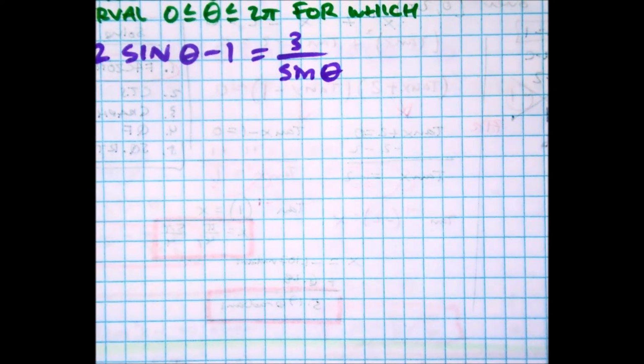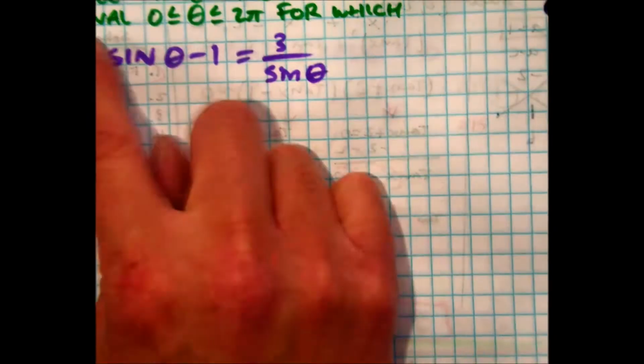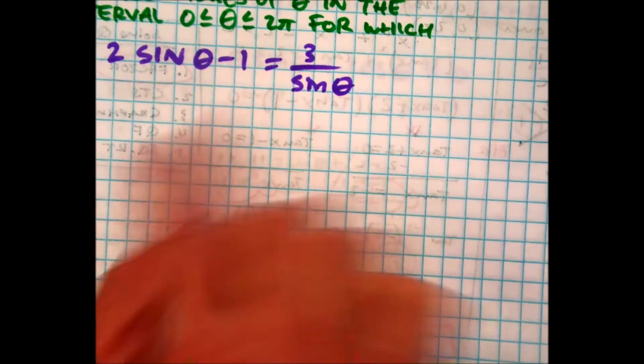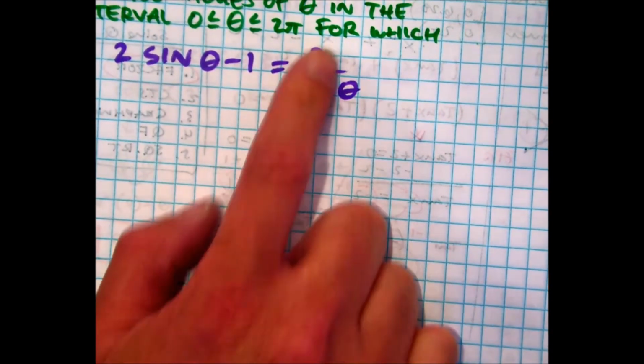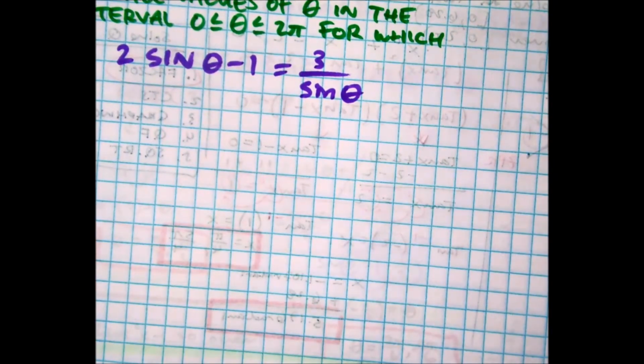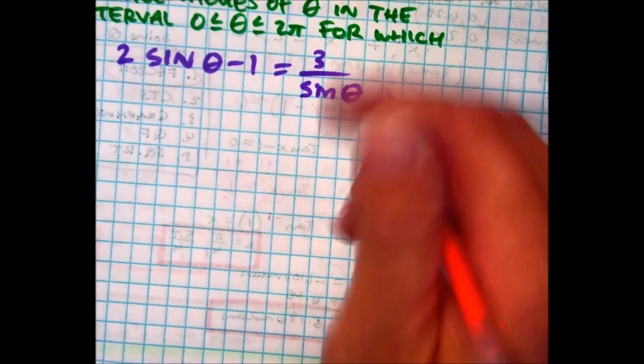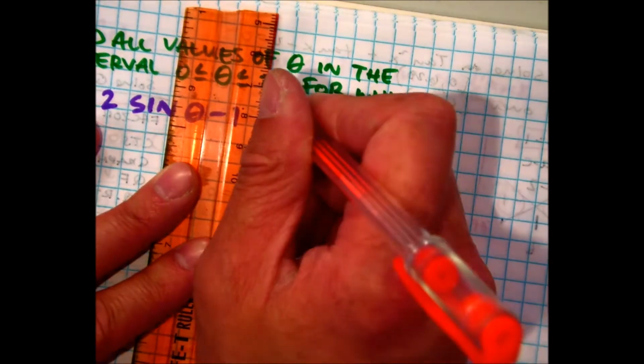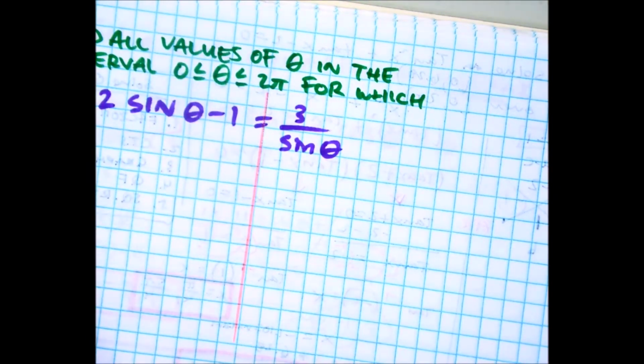Alright, in this problem, the second one, tells us to find all values of theta in the interval 0 less than or equal to theta less than or equal to 2 pi, for which 2 sine theta minus 1 equals 3 over sine theta. First thing I like to do is always draw a line down my equal sign, which separates the sides left and right.